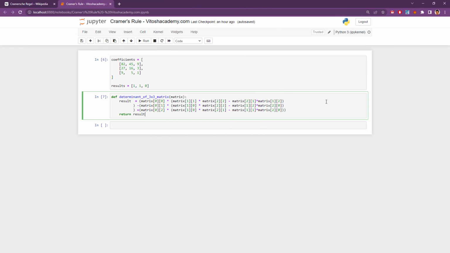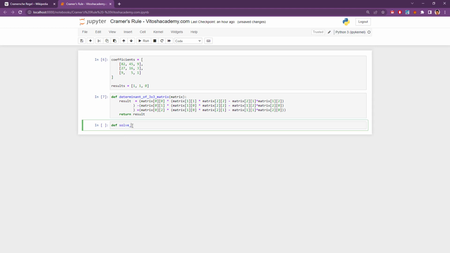What is important to remember is the signs here. It's first minus, then plus. If it is 4 by 4, we would have a minus again, and if it is 5 by 5, we would have a plus again after the minus. So it's like this: minus, plus, minus, plus, minus, plus all the time.